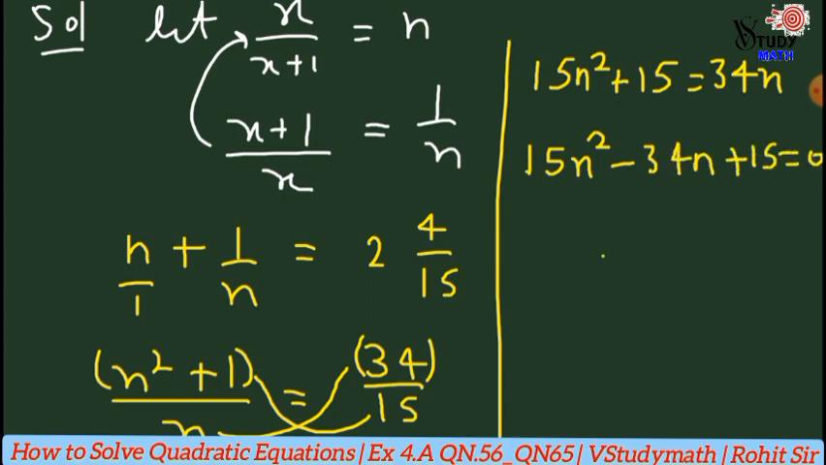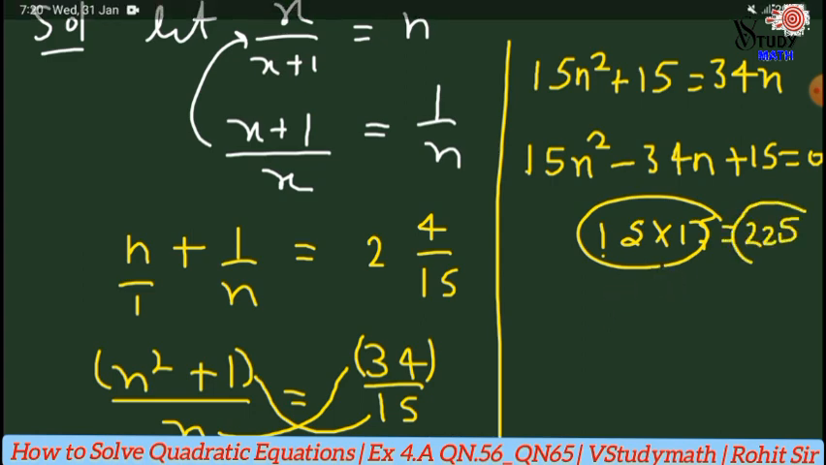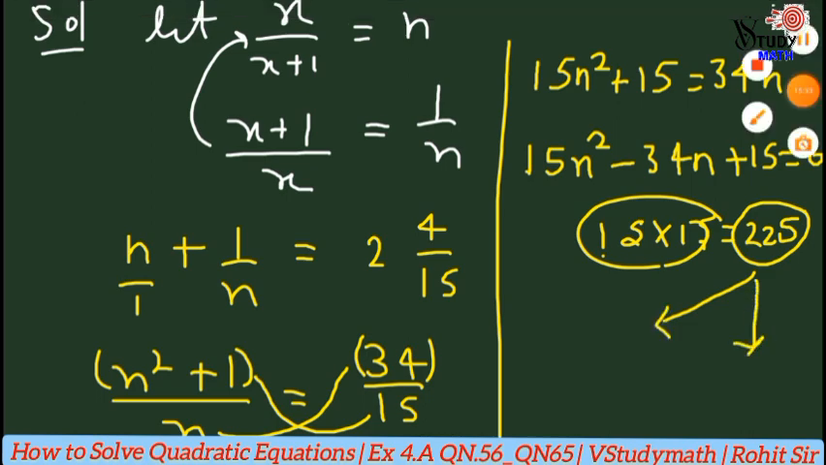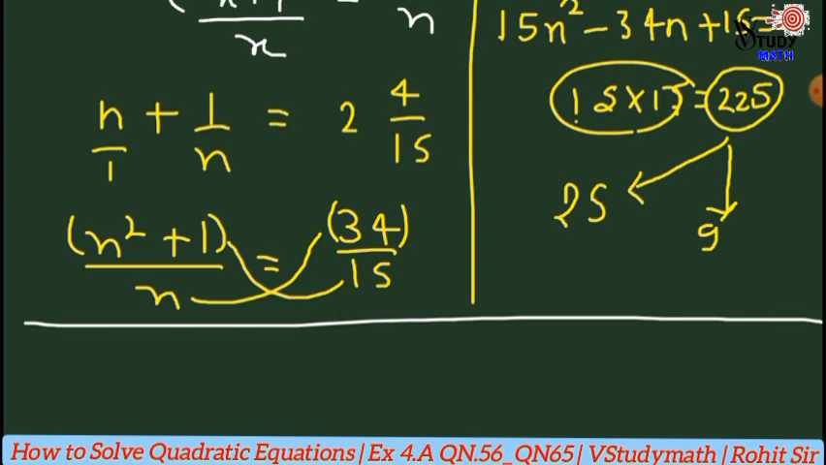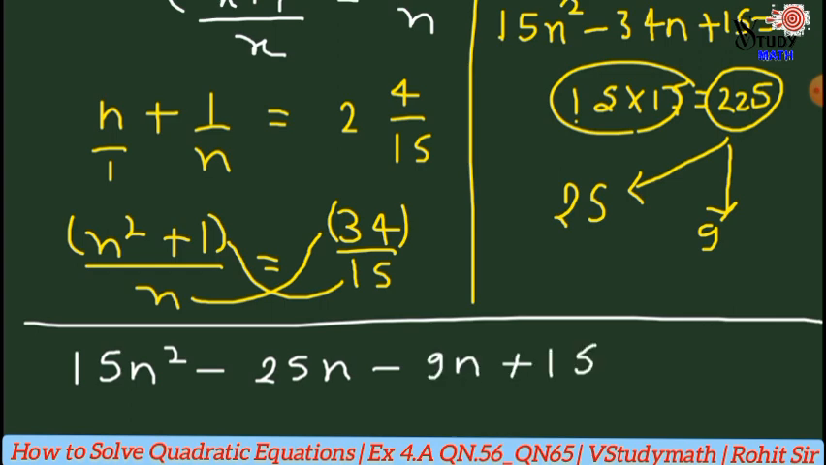Now multiply 15 into 15. This product will be equal to 225. Now we have to find two factors of 225 whose sum is equal to 34. These are 25 and 9, because the sum of 25 and 9 is 34. So now solve this quadratic equation here. Then we have 15n square negative 25n negative 9n positive 15 is equal to 0.